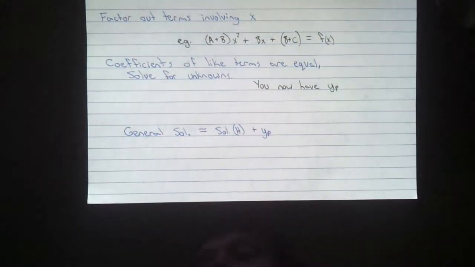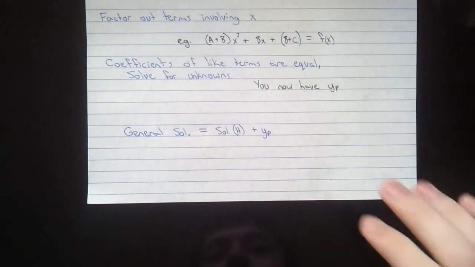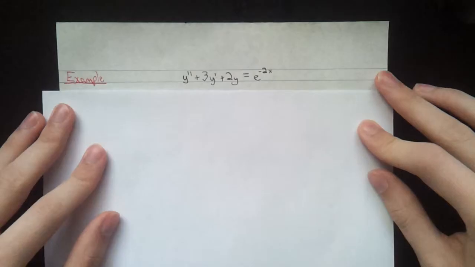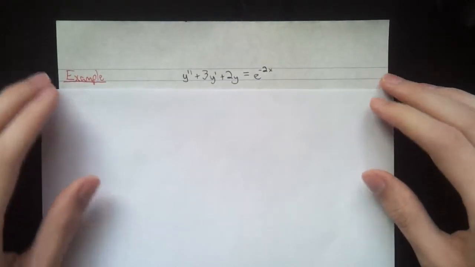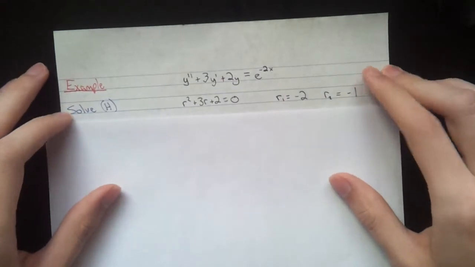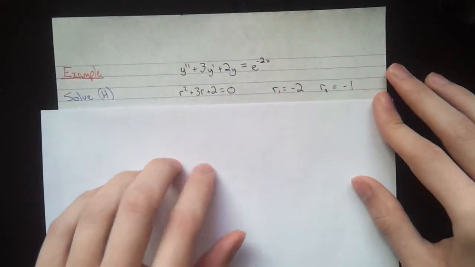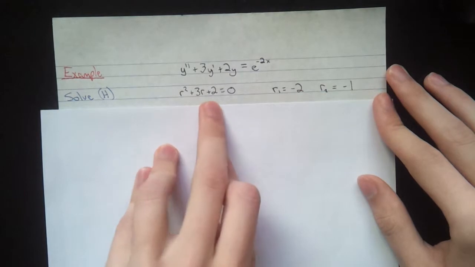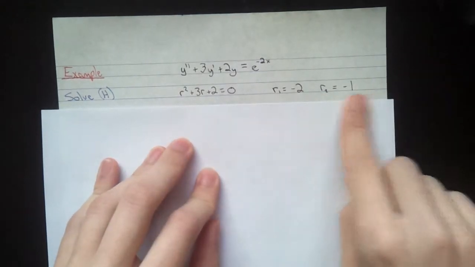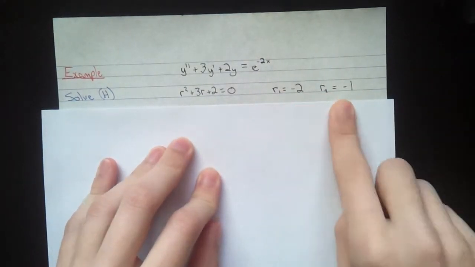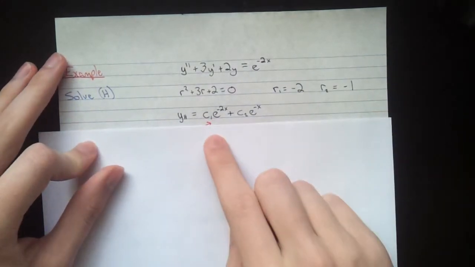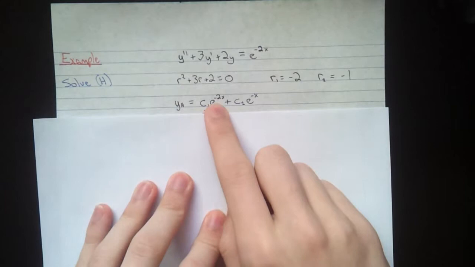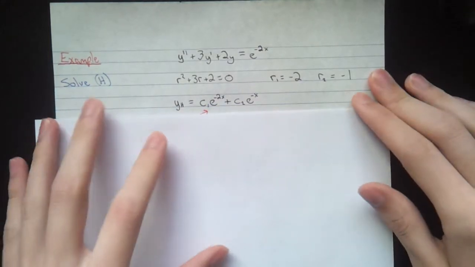And I know that sounds a little bit complicated, so let's do an example. Our example here is y'' + 3y' + 2y = e^(-2x). First we're going to solve the homogeneous equation. Do our r transformation here: r^2 + 3r + 2 = 0. So our r equals -2 and -1. So this homogeneous solution looks like this: y = c1 e^(-2x) + c2 e^(-x).